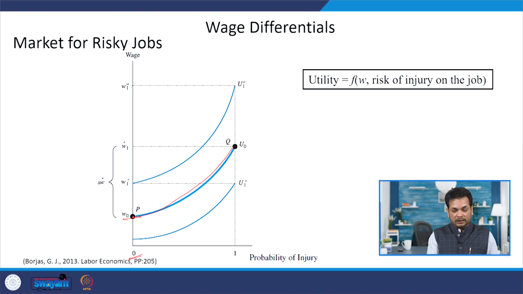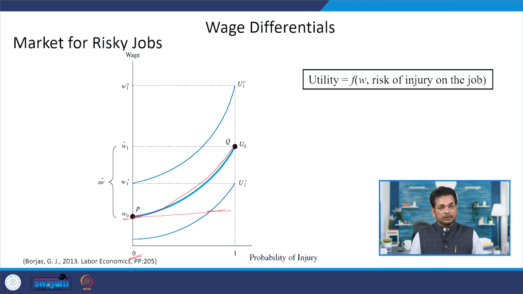So, you can see when we talk about the wage rate W0, the worker is working at point P and operating with this utility function U0, preferring to work in a safe environment. Now, with the same wage rate, he would not prefer to work in a risk environment because his utility is going down.